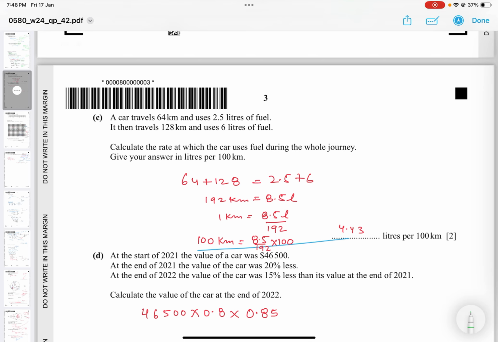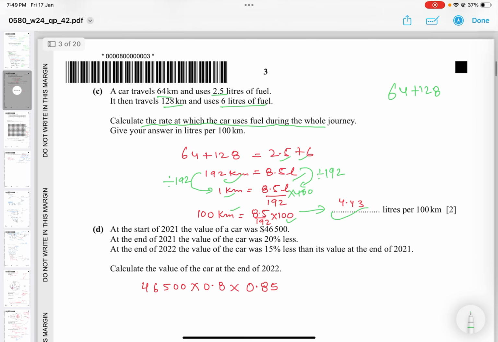Now look at this question. Car travels 64 km and uses 2.5 liter fuel, then travels 128 and uses this much fuel. Calculate the rate at which car uses fuel during the whole journey. So whole journey was 64 plus 128. That will result in 192 km and total fuel was 8.4. Then 1 kilometer would equal to, if I have to make 192 1, I have to divide it by 192. Over here also I will divide by 192 then. Yes or no? 1 kilometer is this much. 100 kilometer will be this much. Just multiply the same number by 100 and we will get our answer.